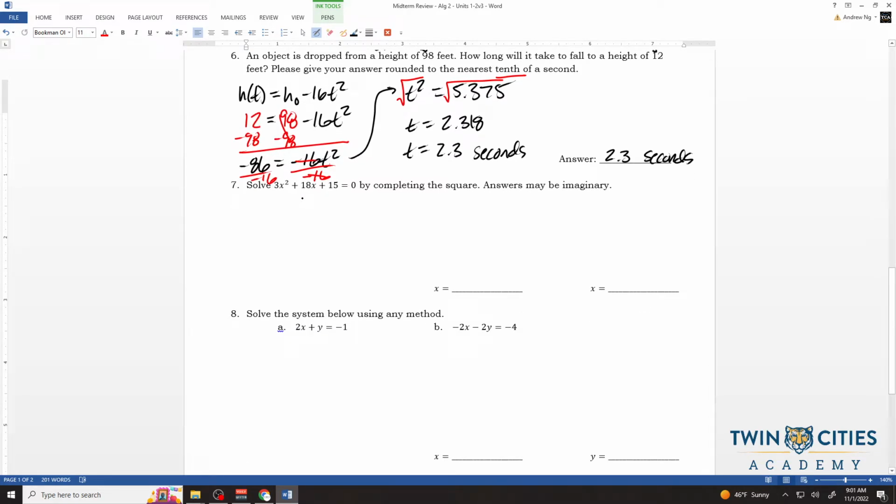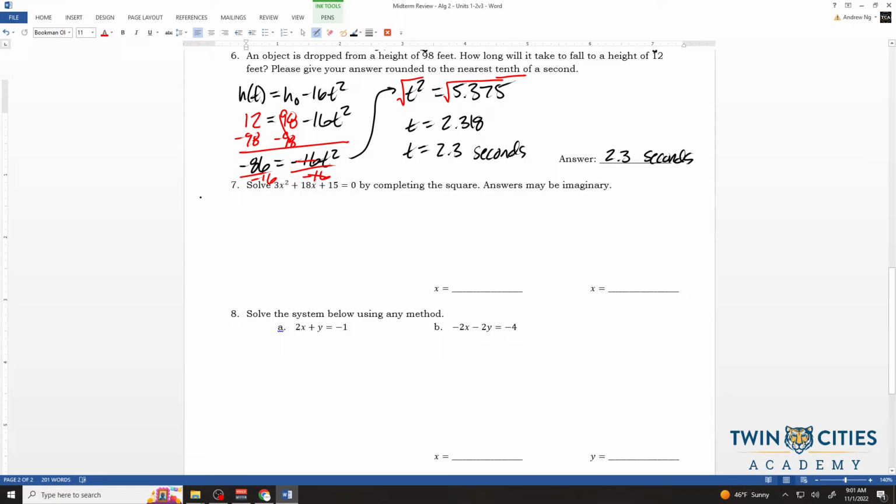Solve 3x squared plus 18x plus 15 equals 0 by completing the square. Answers may be imaginary. All right, completing the square. The first thing I want to do is factor out a monomial if possible. So I've got 3x squared plus 18x plus 15 equals 0. These are all divisible by 3, so I'm just going to divide everything by 3 and see what that gives me.